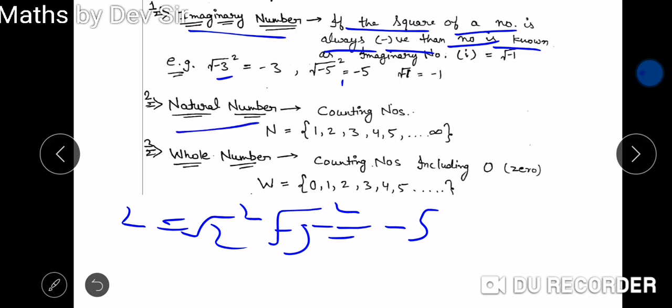Natural numbers: everybody knows all counting numbers are natural numbers. In other words, numbers which start from 1 are natural numbers. We denote it by N. Next is whole numbers. These are counting numbers which start from 1, and if we include 0 in these counting numbers, then we will get the group of whole numbers. Or in other words, numbers which start from 0 are known as whole numbers, and we denote these by W.